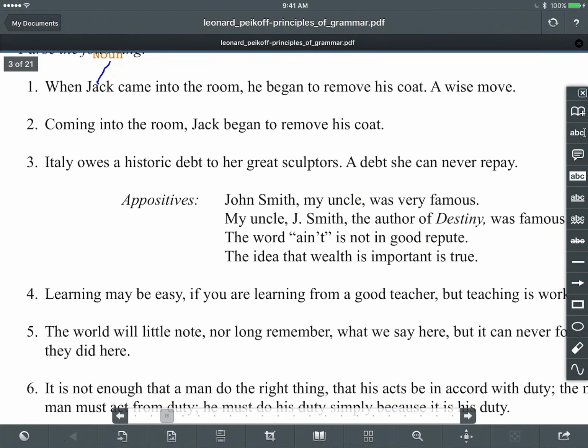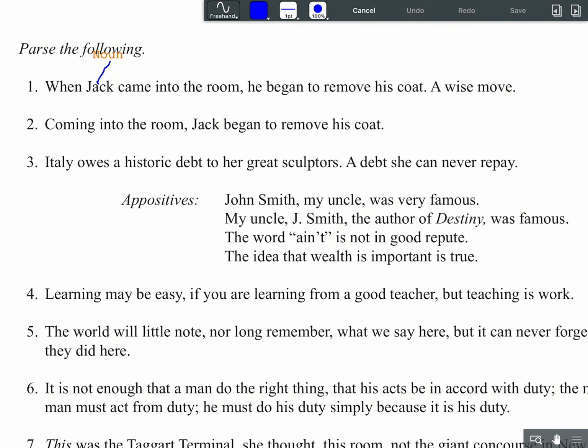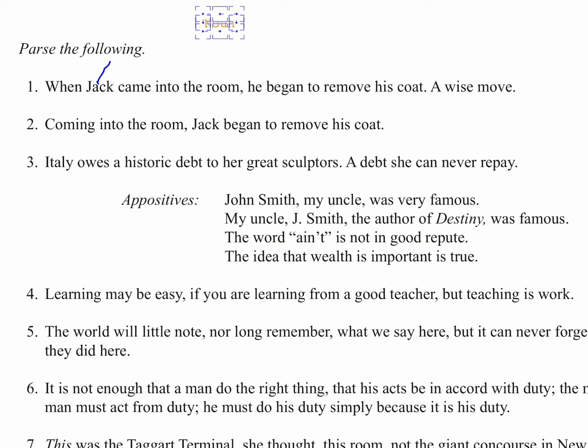Okay. Then let's see, room is a noun as well. And coat is a noun, and move is a noun. Should totally have not put noun right there. Let's fix that. Undo, undo, undo. Okay, cancel. I'll put noun here.